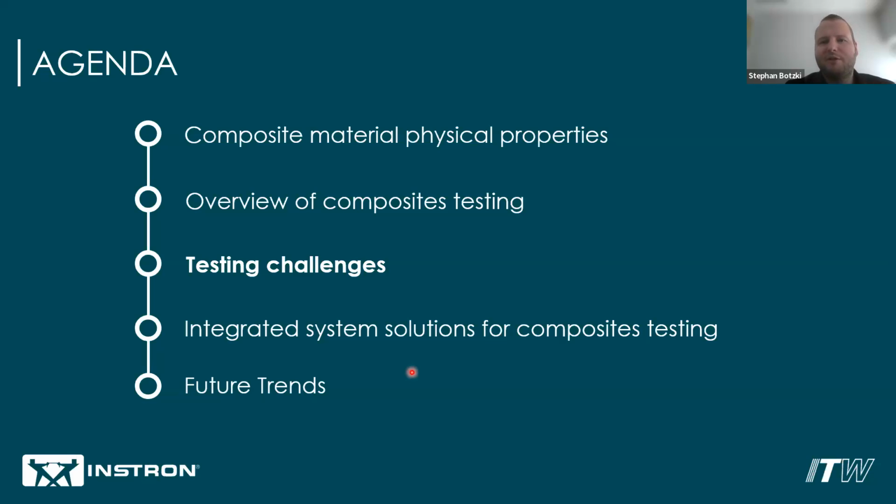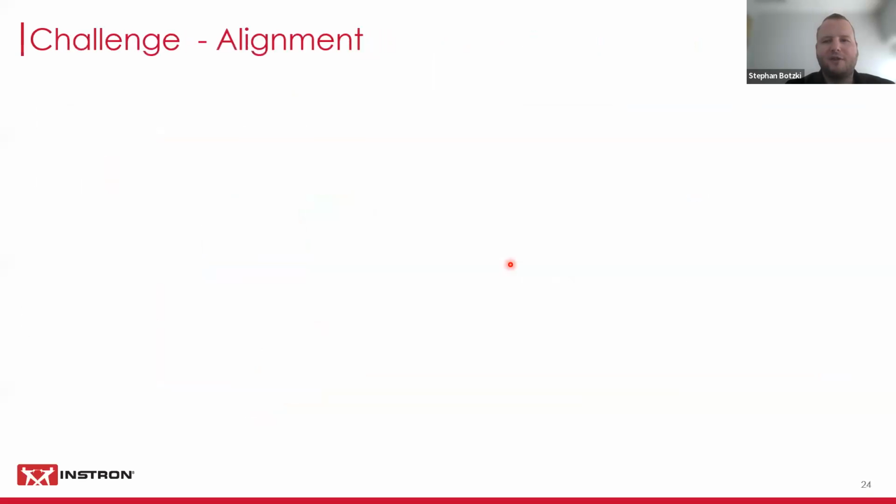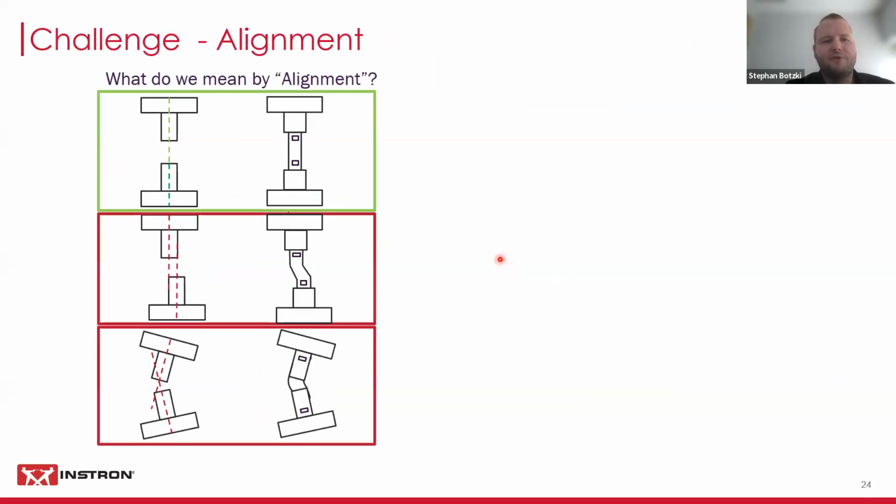Now, moving on a little bit to testing challenges. There are a few that we're going to look at: alignment, strain measurement, testing environment, and so on. So we're going to start with alignment. Already mentioned this a few times. What do we actually mean? Well, this would be what good alignment looks like. What would be bad alignment? Something like a concentric error that we can see down here.